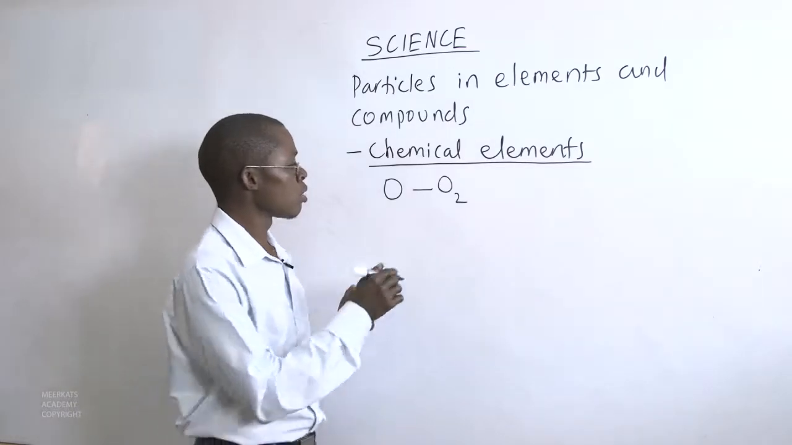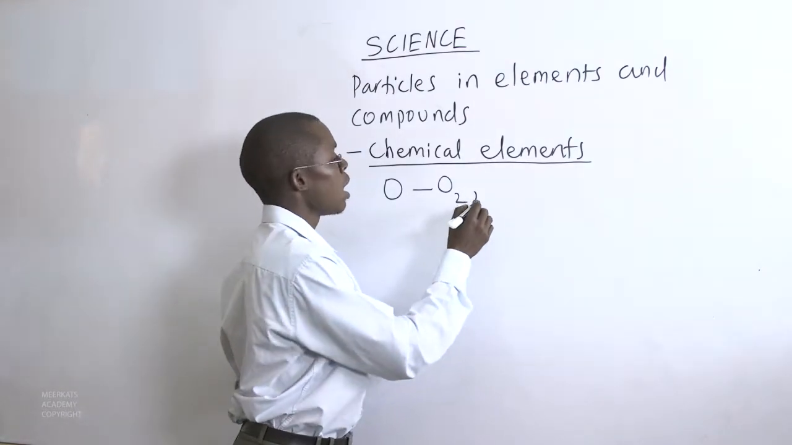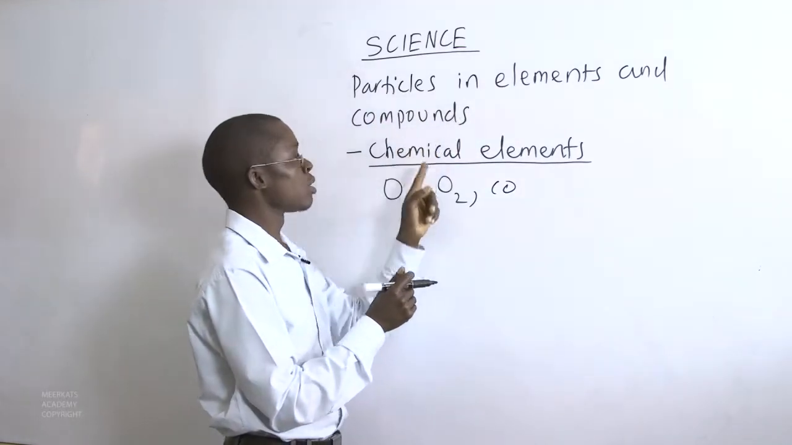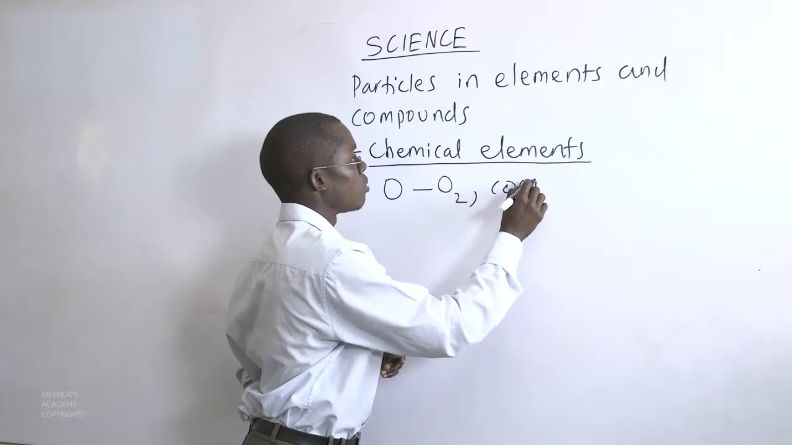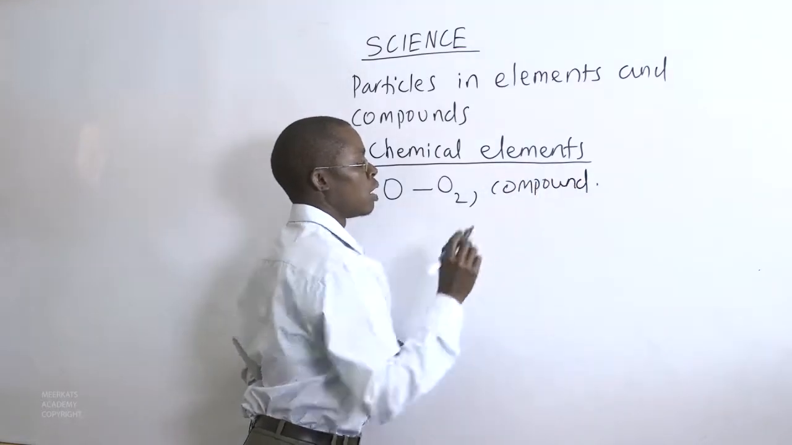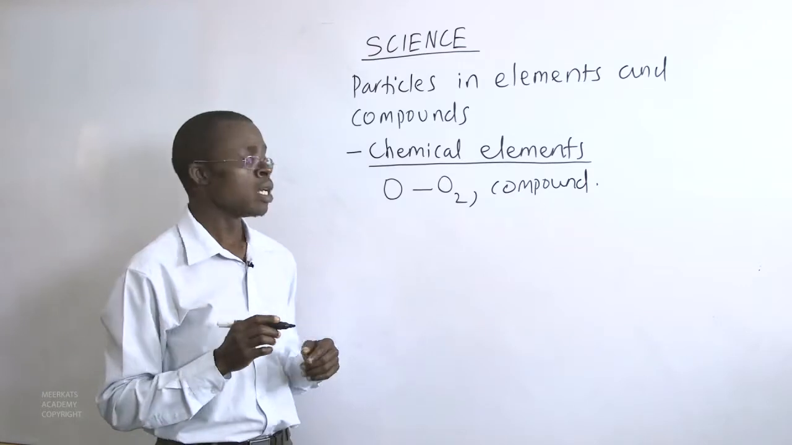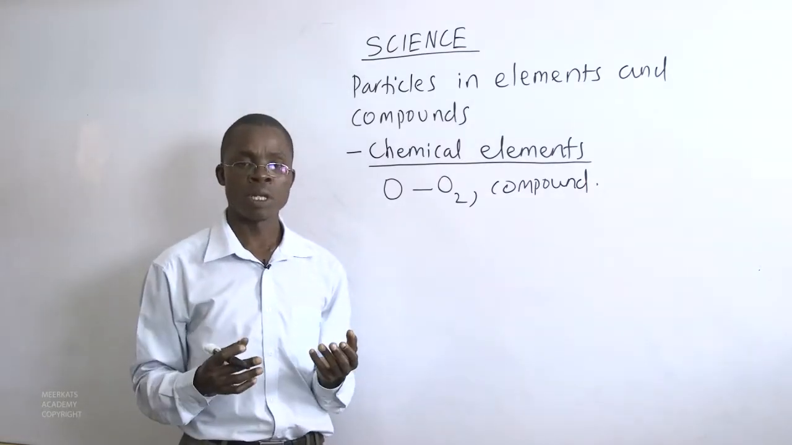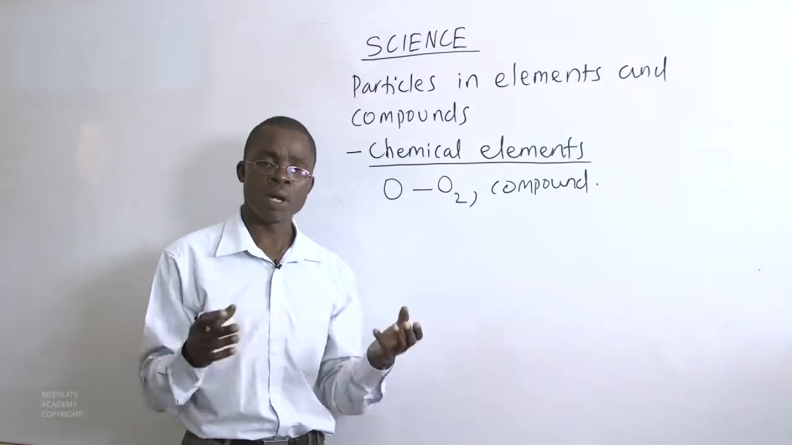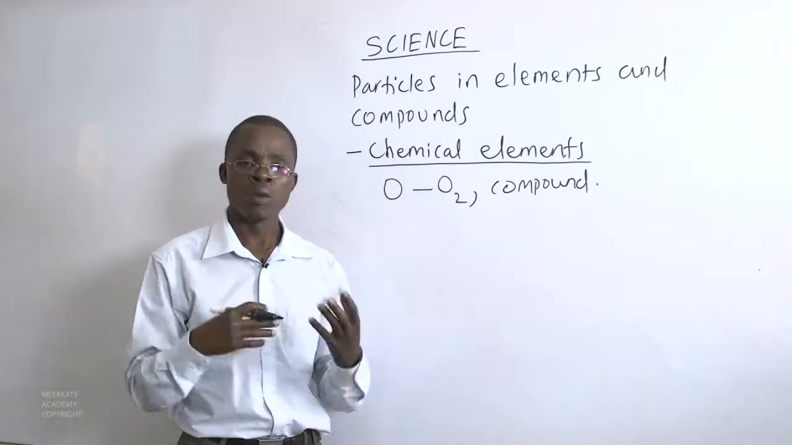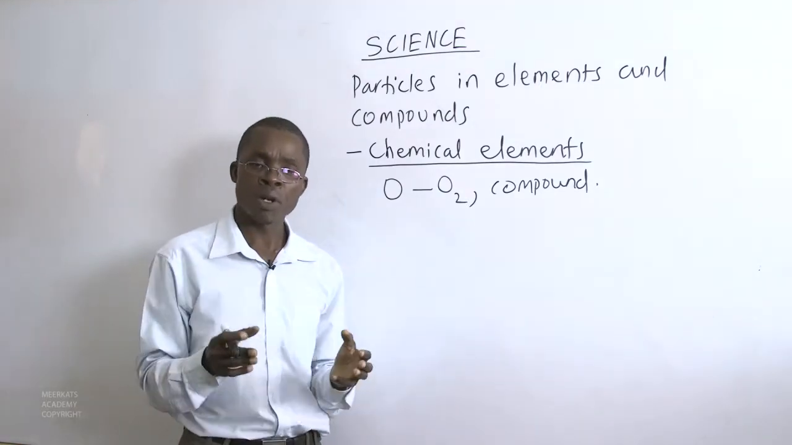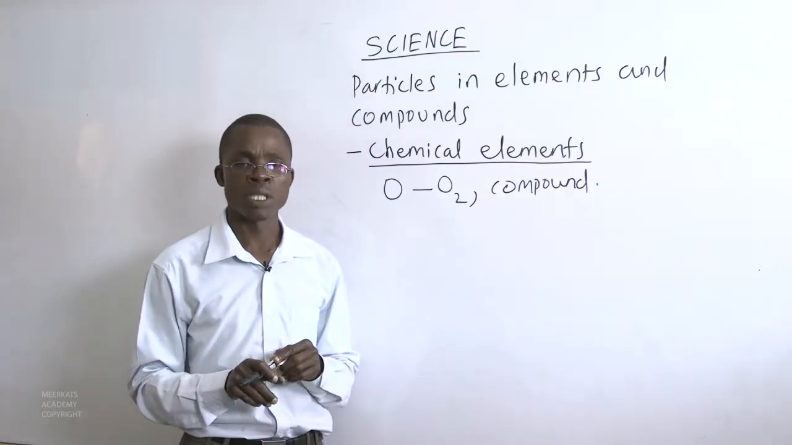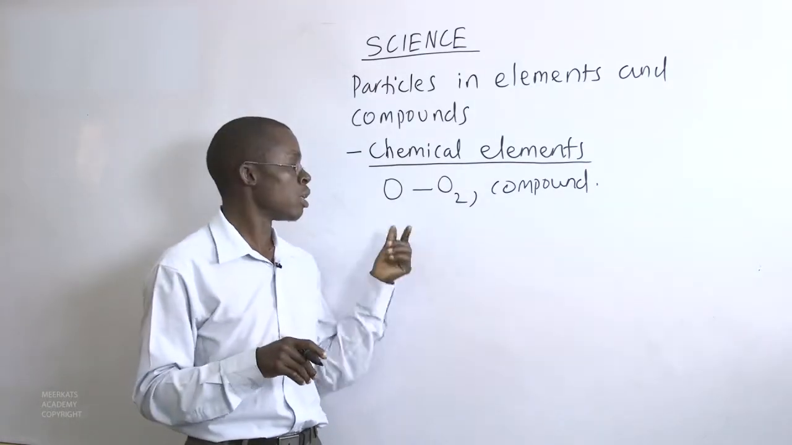But in addition, this oxygen can also be found as a compound. Remember, we are now looking at elements and compounds. In a compound form, it means this oxygen is found combined with other elements, forming different substances that will carry different names and different behaviors, properties. But even if they have different properties, they still have oxygen in that compound.